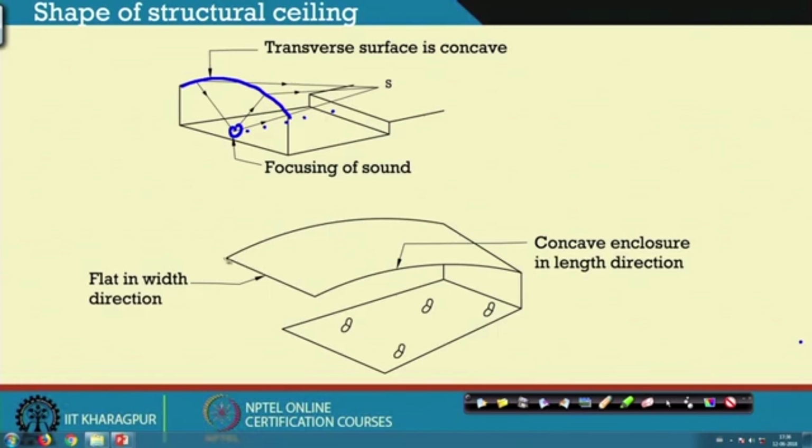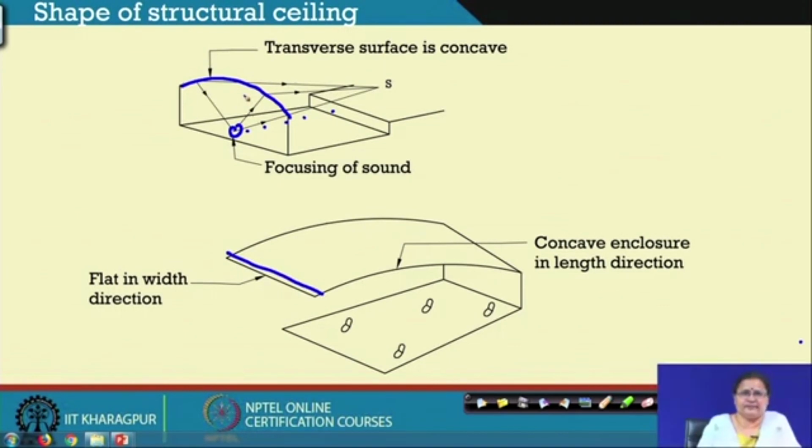So, at any point in the transverse section, you see this is a straight line and not a curved surface. So, concave enclosure, if it is continuous, should be in the direction of the length. In the transverse direction, it should never be concave. So, this is another important point while thinking of the shape of the floor or the audience area.